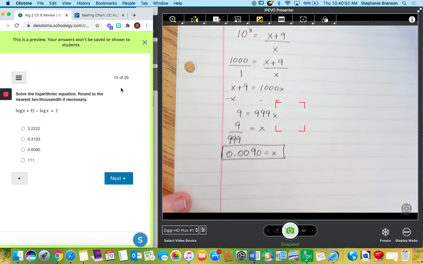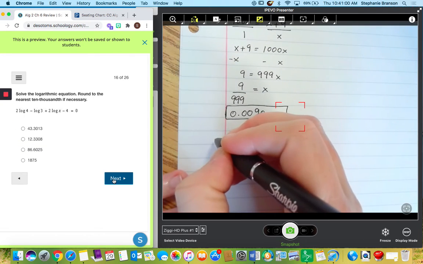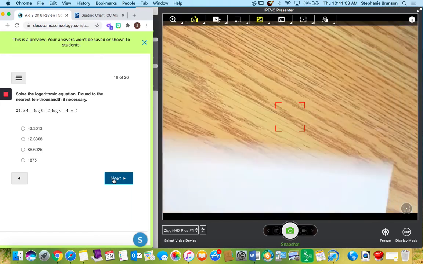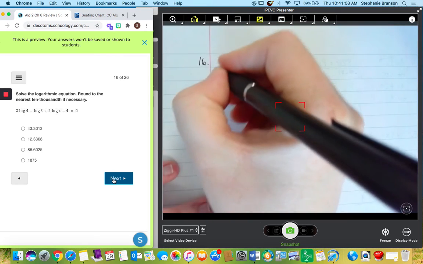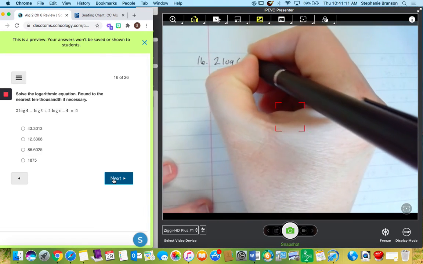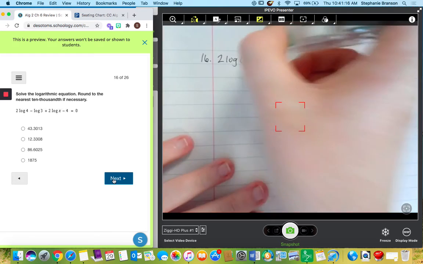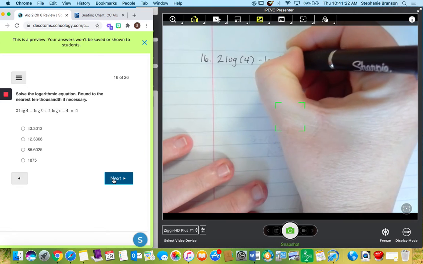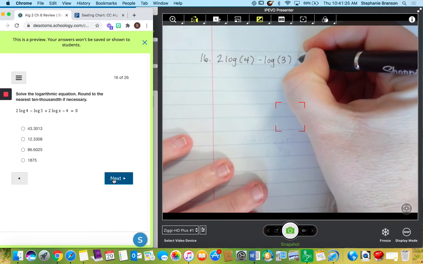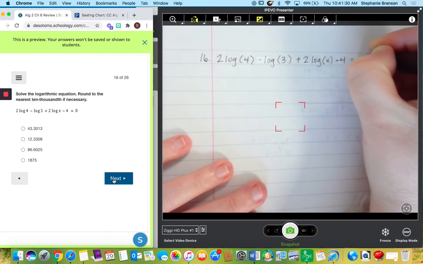Okay, moving on, I'm going to work number 16 with you guys. So that was your correct answer right here. Now I'm going to work number 16. I've got 2 log of 4, and I like to use parentheses, that way I don't get things confused. So 2 log of 4 minus log of 3 plus 2 log of x minus 4 is equal to 0.